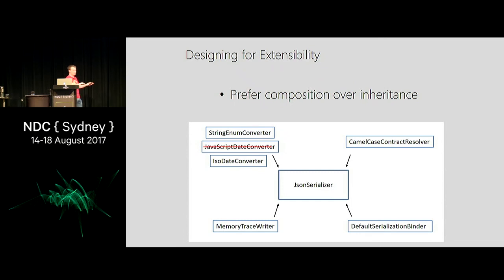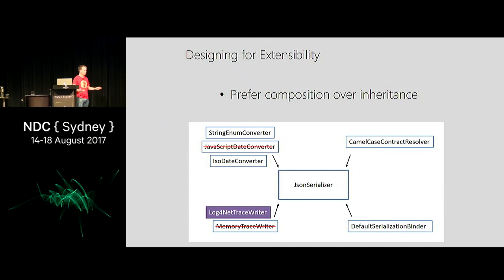Someone might want JavaScript date converter to convert .NET dates to JavaScript dates. Someone else might want them converted to ISO strings. If we try to do all of this with inheritance, you look at all the different permutations that you can see. It might take a dozen classes inheriting from JSON Serializer to be able to handle all these different situations. While with composition, we can just plug in behavior as we want it.